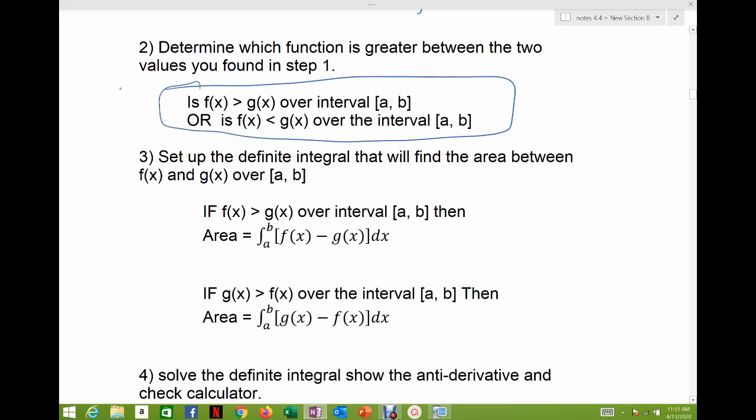Once I've established f of x is bigger than g of x over the interval a to b, then that area is that integration where I take the bigger function minus the little function, right? Remember, it reorients the area between a and b, and then it'll find the area using the fundamental theorem of calculus. If g is the bigger function, then we use the other subtraction. Always take the bigger function minus the little function.